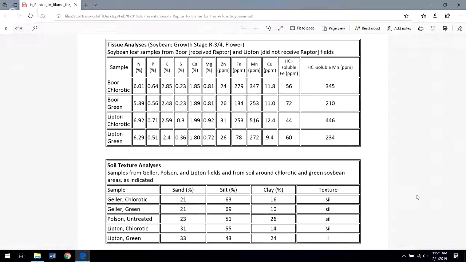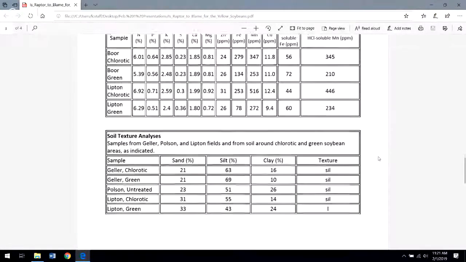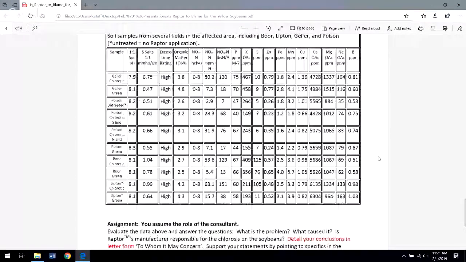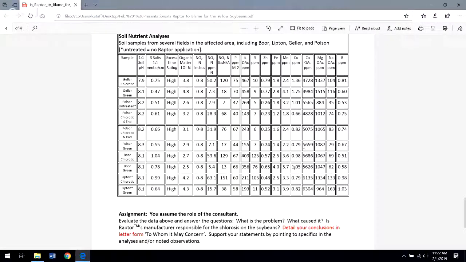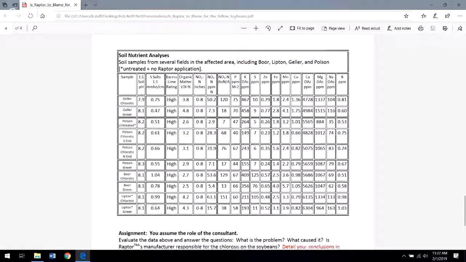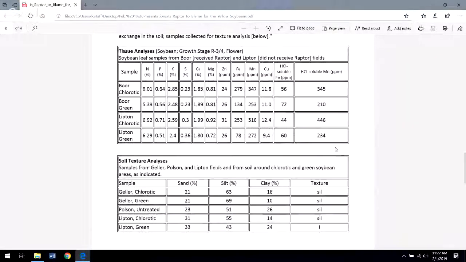So, is Raptor to blame for this yellow? You know, who do I sue? If Raptor did it, the veins would be red. Okay, if Raptor did it, the veins may be red, right? But what else do you know from looking at the soil and the tissue test? Yeah, stop there. That's great. That tells you that Raptor didn't do that.